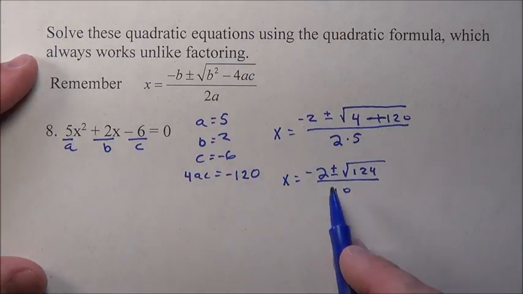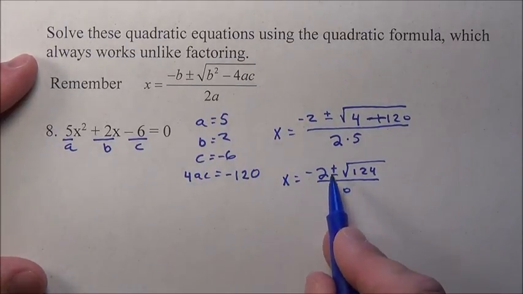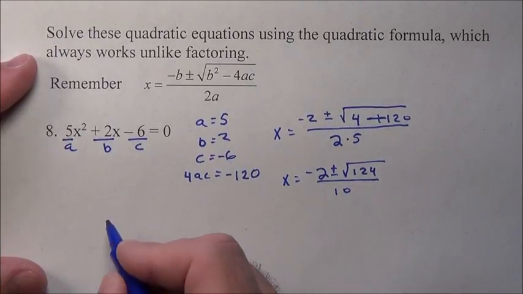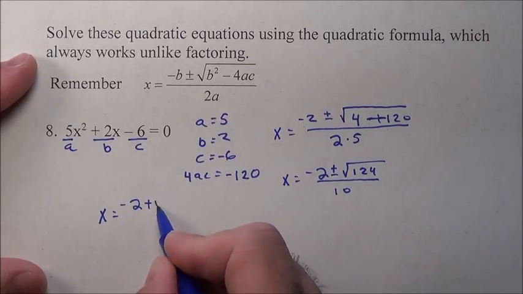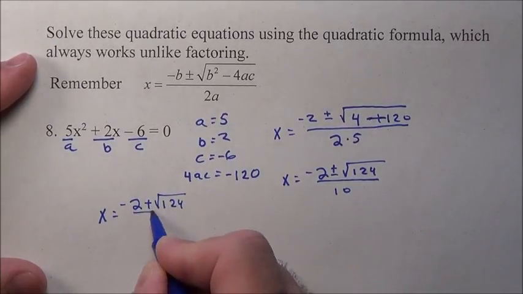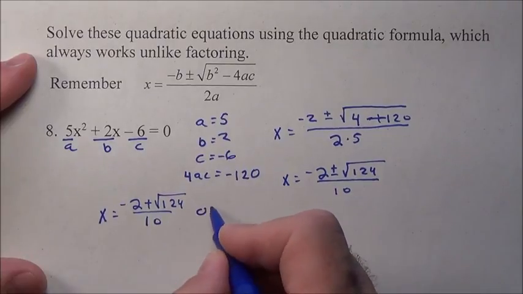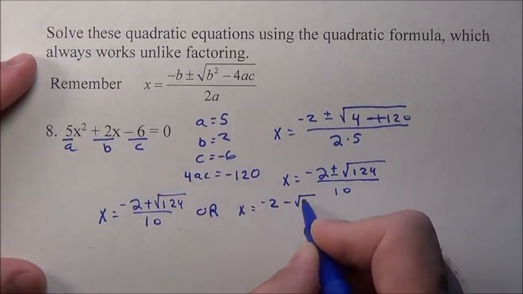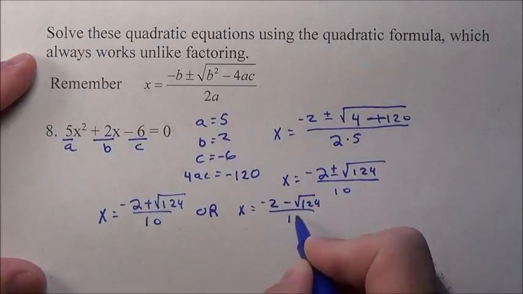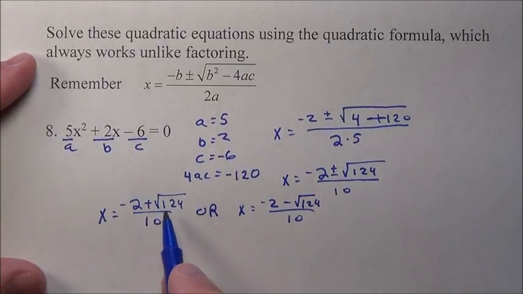But before I do that, I'm simply going to write what it is. I'm going to break it apart now that I've simplified it into its plus part and minus part. To do that, x is -2 plus square root of 124 over 10. Or the other option is it's -2 minus square root of 124 divided by 10. And I can enter this all on my calculator, and that's what I'm going to do.